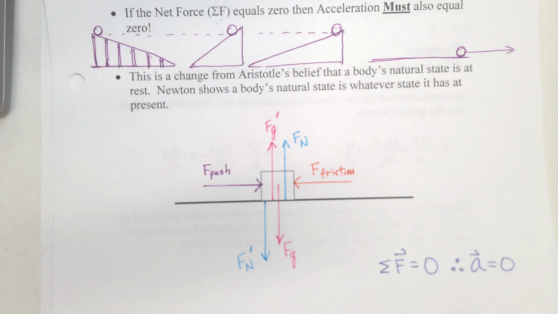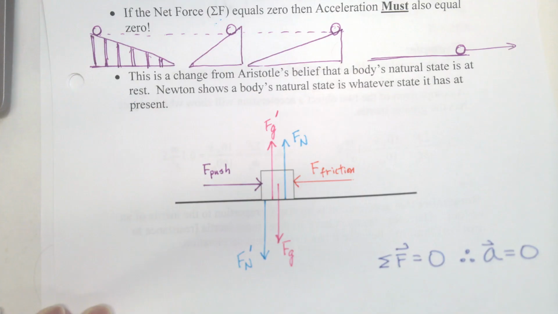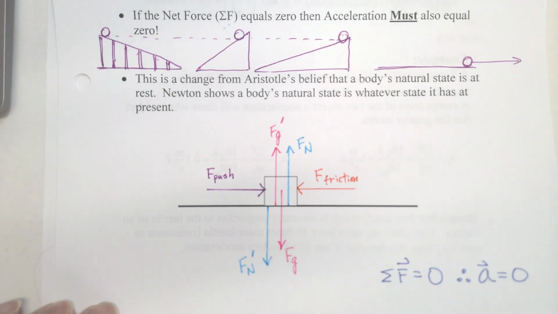Matter of fact, you need friction in order for a ball to roll. If you don't have friction, the ball would not roll. It would just slide. So we'll talk about that more in detail later on.